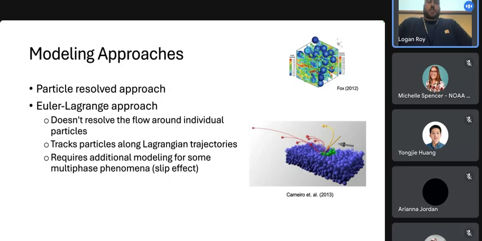So the Euler-Lagrange approach's big, important, special thing is this second bullet point here, that it treats the particles as if they're Lagrangian. So they do have a trajectory that you're tracking through time, and you're able to do some Newtonian physics kind of things to keep things reasonable without having to make any crazy assumptions. You do have to model some of these slip effects, but you're still doing a good job capturing the physics of the situation. Which brings us to our next approach.